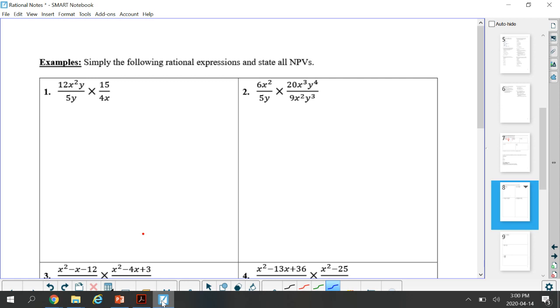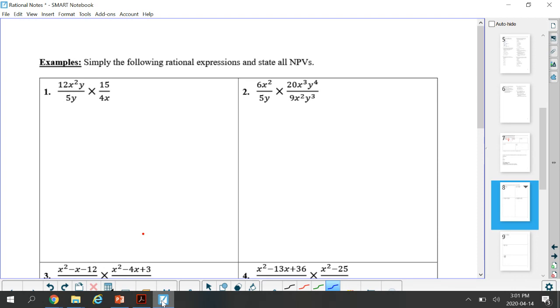Let's start our next lesson on rational expressions, which is lesson 2 on multiplying and dividing rational expressions. There are 3 steps to keep in mind when multiplying and dividing rational expressions. Step 1, factor everything if possible, both in numerator and in denominator. Step 2, clearly state all non-permissible values before proceeding to simplify your rational expression. Step 3, simplify the expression by dividing out the common factors.